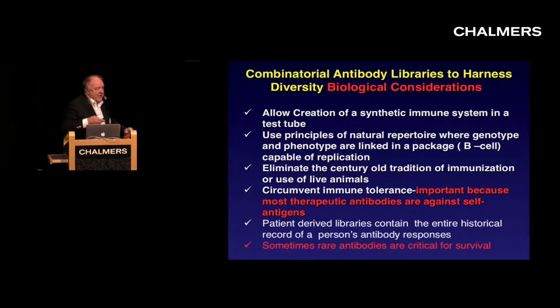Since your memory of what has happened to you your entire life, immunologically, is contained in your bone marrow, basically, you contain a history of all the antibodies you made in your life. And lots of times, you'll see later, we want that history. We want to know what you did about Lyme disease, or what did you do about bird flu, and so on and so forth, right? And sometimes these rare antibodies are critical for survival.